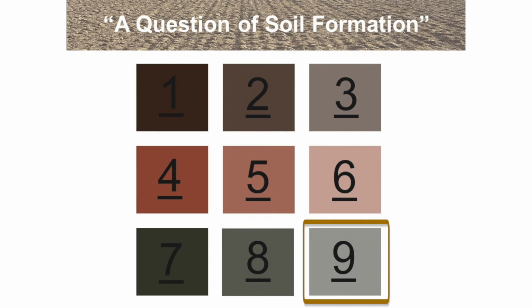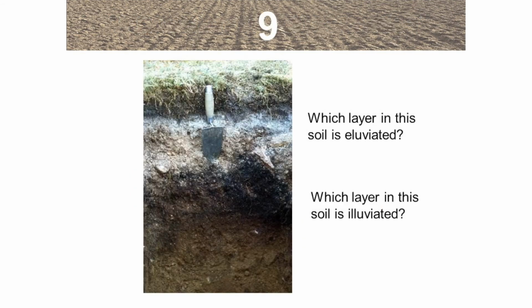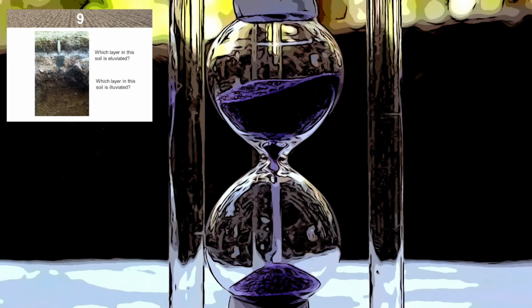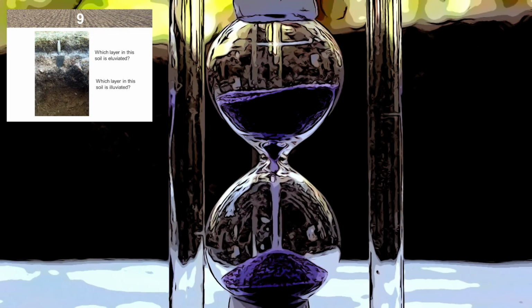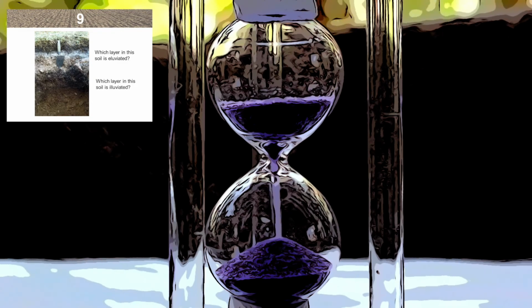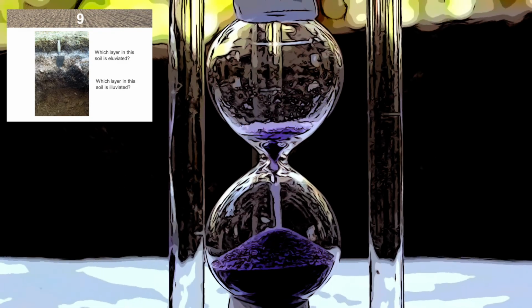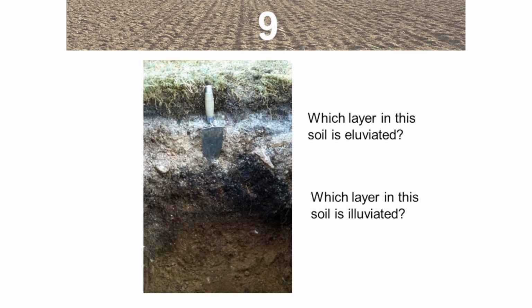Question 9. Which layer in this soil is eluviated? Answer. The grey bleached horizon where iron and aluminium have been leached out from. Question. Which layer in this soil is illuviated? Answer. It's the dark horizon where the iron and aluminium have been deposited.